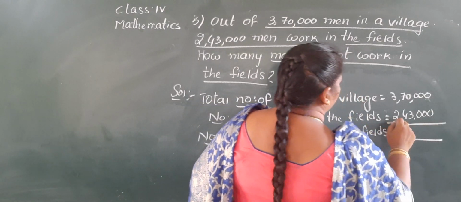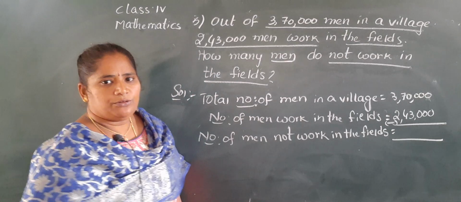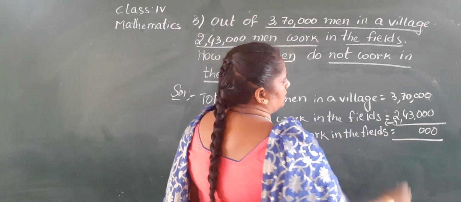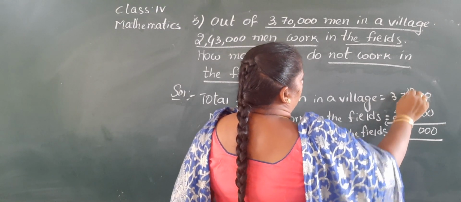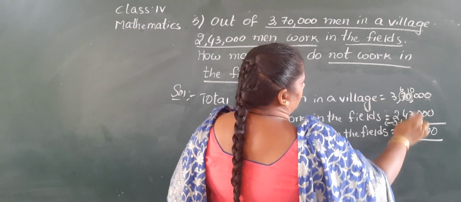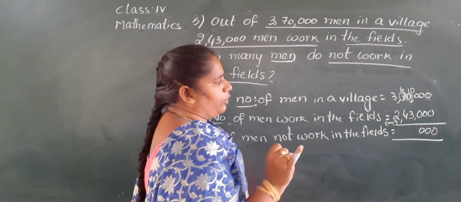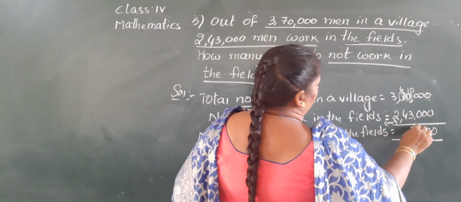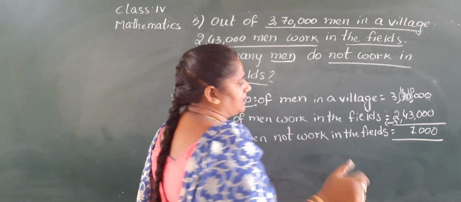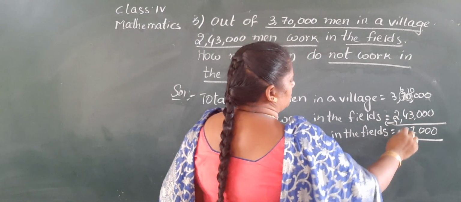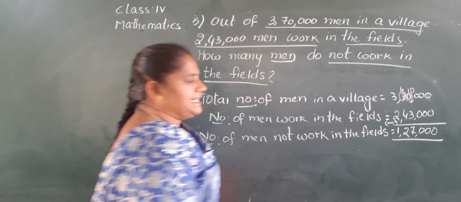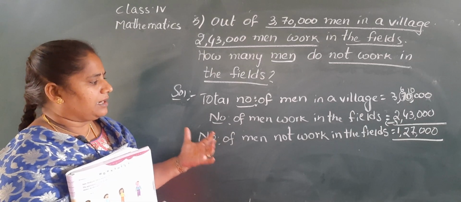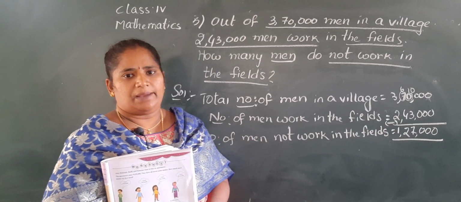So do the subtraction, give the minus symbol. 0 minus 0, 0 minus 0, 0 minus 3 not possible, take borrow 10 from 7, it becomes 6, and 3 becomes 10. 10 minus 3 is 7. 6 minus 4 is 2, and 3 minus 2 is 1. So 1,27,000. 1,27,000 men do not work in the fields. Okay?